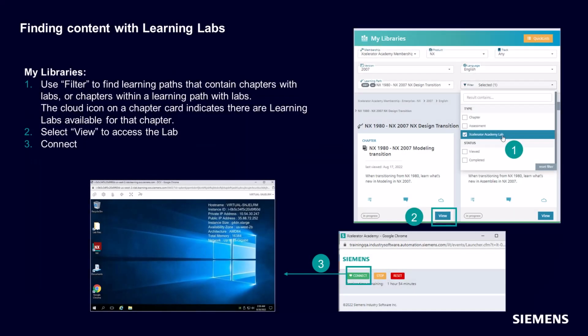To find learning paths that contain chapters with labs, or chapters within a learning path with labs, use the Filter drop-down menu. The cloud icon on chapter cards indicates that there are Xcelerator Academy labs available for that chapter. Selecting View enables you to access the lab. Initial lab launch may take up to 8 minutes, but subsequent launches are generally less than 2 minutes.